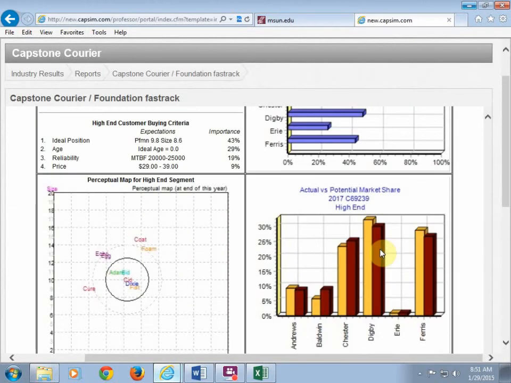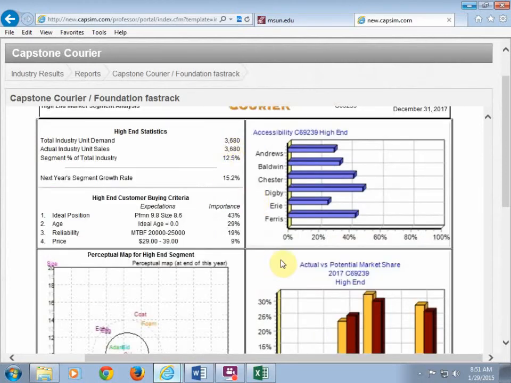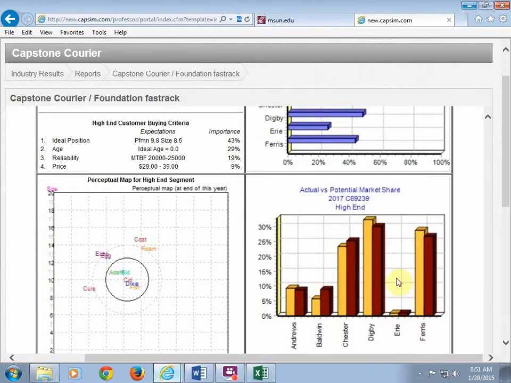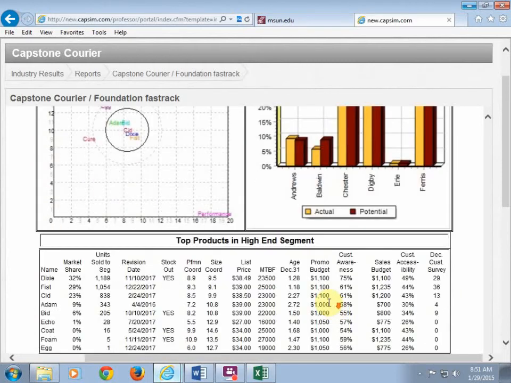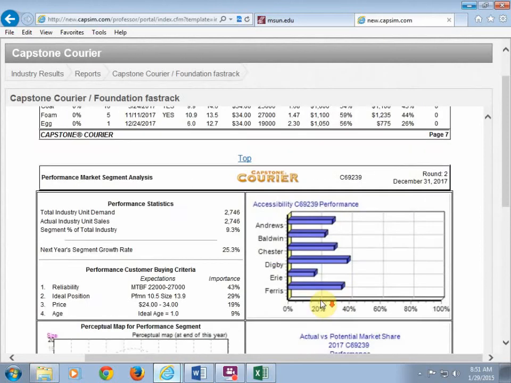So where were we at? High end. We met demand. We got Chester, Digby, Ferris kind of dominating there. Baldwin again gave up some money in the high end. And maybe Baldwin's getting out of those. I don't know.